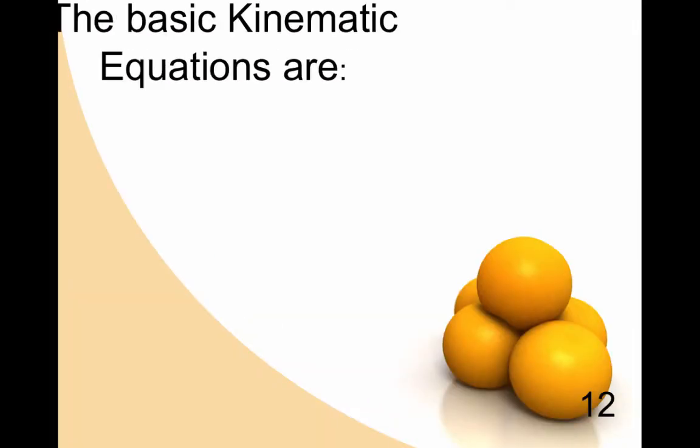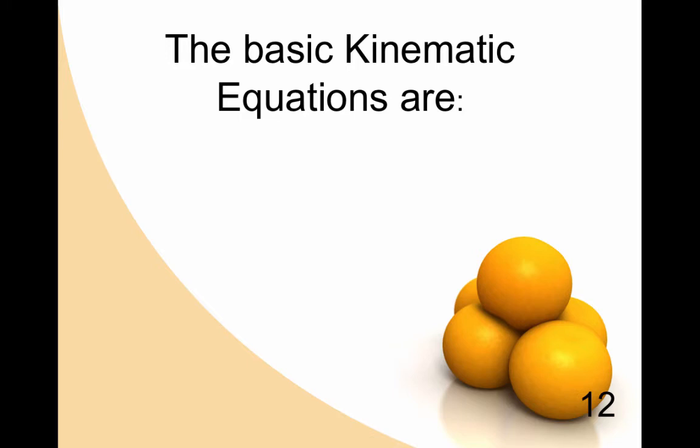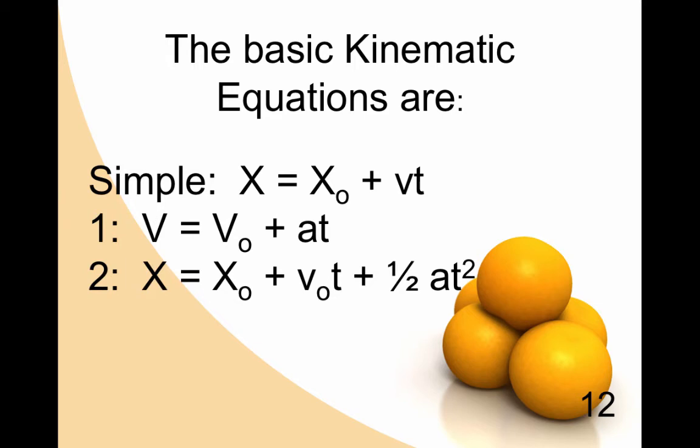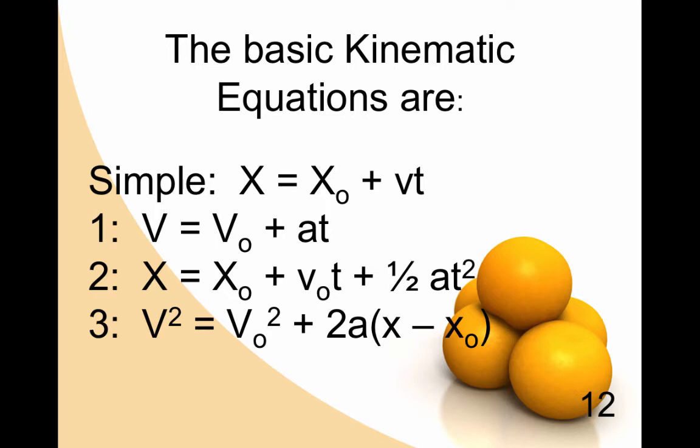Now let's look at equations. The basic kinematic equations are: kinematic simple, x is equal to x naught plus vt. Kinematic 1 is v is equal to v naught plus at. Kinematic 2 is x or y is equal to x or y naught plus v naught t plus 1/2 at squared. And kinematic 3 is v squared is equal to v naught squared plus 2a delta x, or x minus x naught.